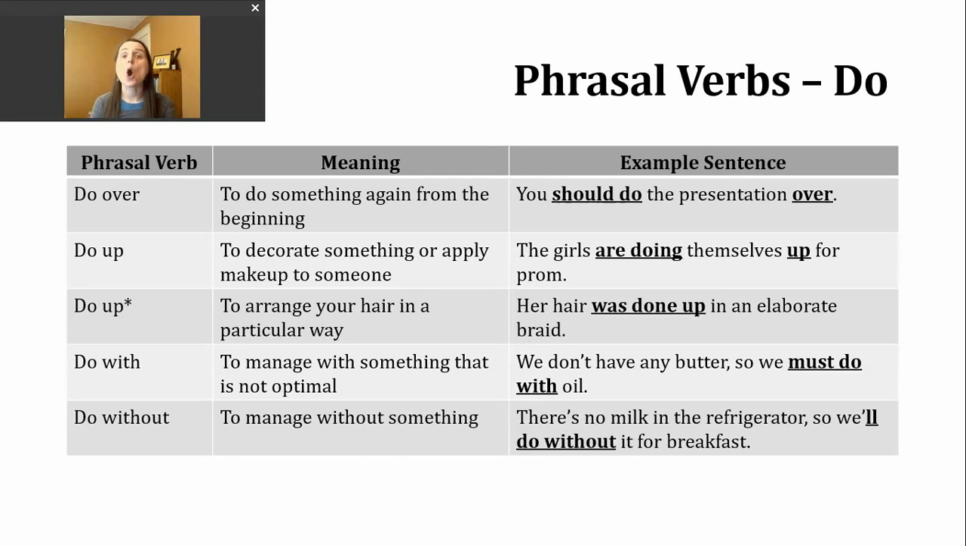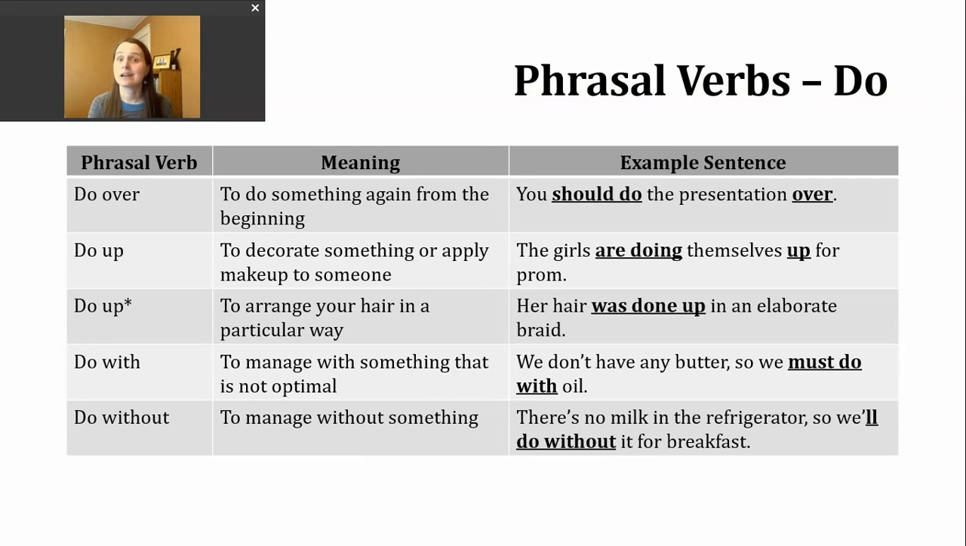It's do over. This means that we are repeating an action, doing something again from the beginning. Here is an example sentence. You should do the presentation over. This might be a sentence that a teacher has said to a student who's practicing some sort of formal presentation. They're saying, maybe it didn't go so well the first time.